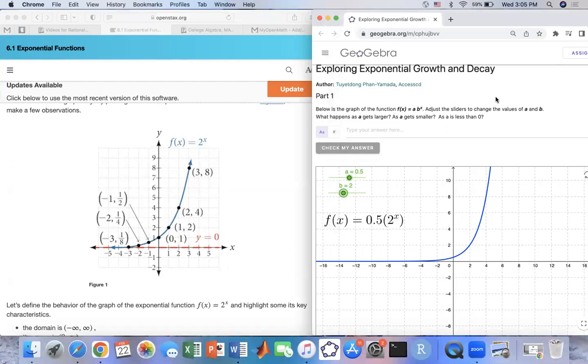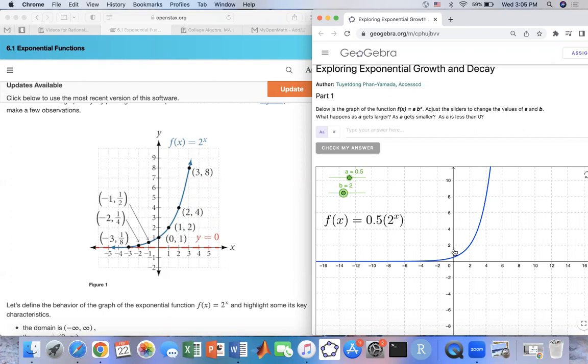Hello there. We will explore the concept of exponential function. So this is the graph of exponential function, 0.5 times 2 to the x. So how do they get this value right here? All you have to do is plug x equal 0 in here, and 2 to the 0 equals 1. So this is like 0.5 right here.